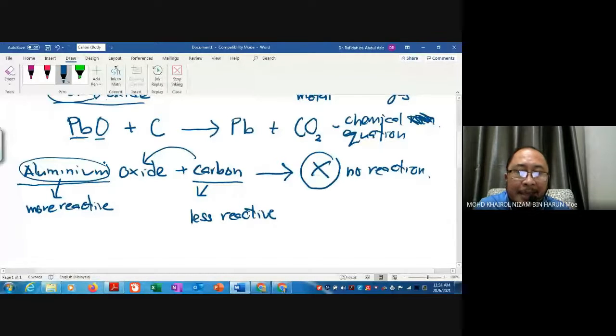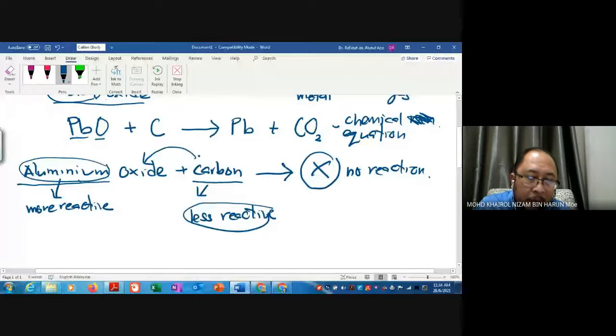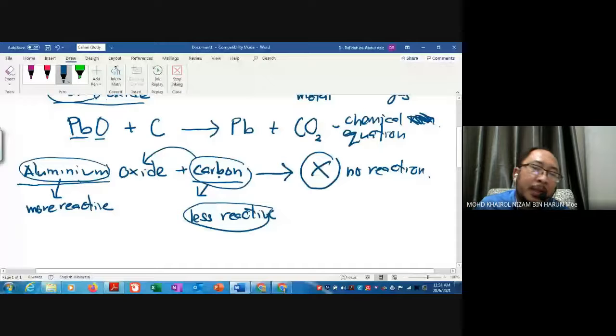So if the carbon is less reactive compared to the aluminium, it means that the carbon cannot take oxygen from the aluminium. It is like a couple. Yeah, there is one less handsome boy. So if this less handsome boy wants to take the partner of this more handsome boy, because of being less handsome, this carbon cannot take the other partner of the couple itself.